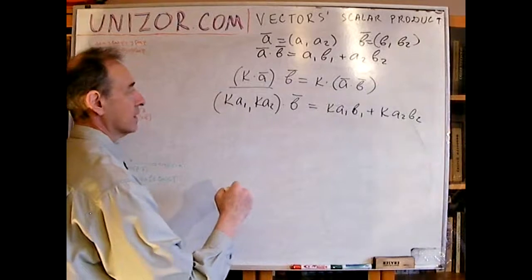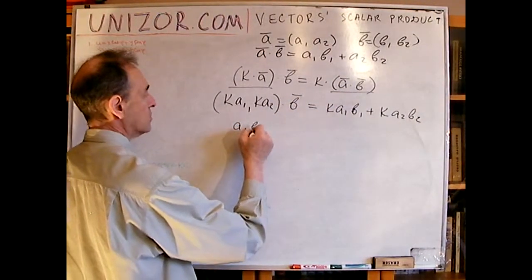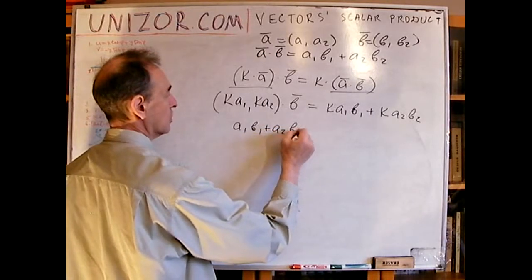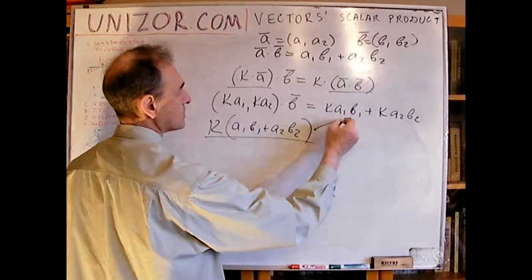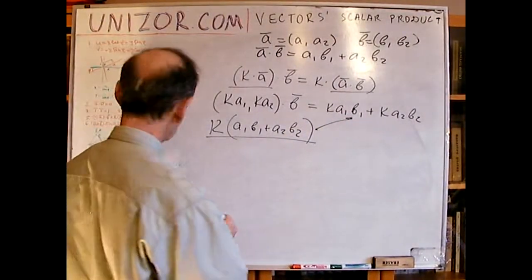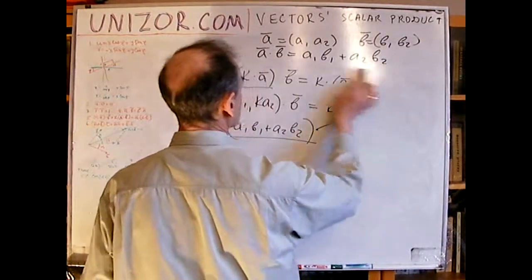Now, on the other hand, what is ab? ab is a1 b1 plus a2 b2, and if you multiply it by k, you get exactly the same thing as this. So that's trivial proof too. And the last is distributive law.